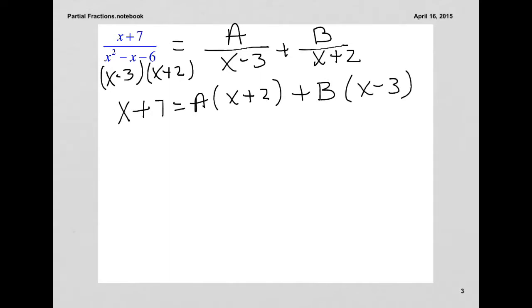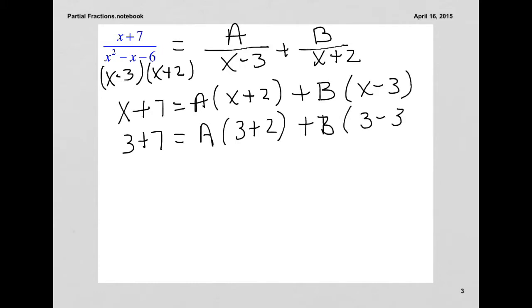Okay, well, let's go through and let's get rid of the b first. So let's make x 3. So that's 3 plus 7 equals a times 3 plus 2 plus b times 3 minus 3. Okay, 3 plus 7 is 10. That's equal to 3 plus 2 is 5a. And of course we got rid of the b. 3 minus 3 is 0, which means we don't have a b. So we divide by 5, and a equals 2.